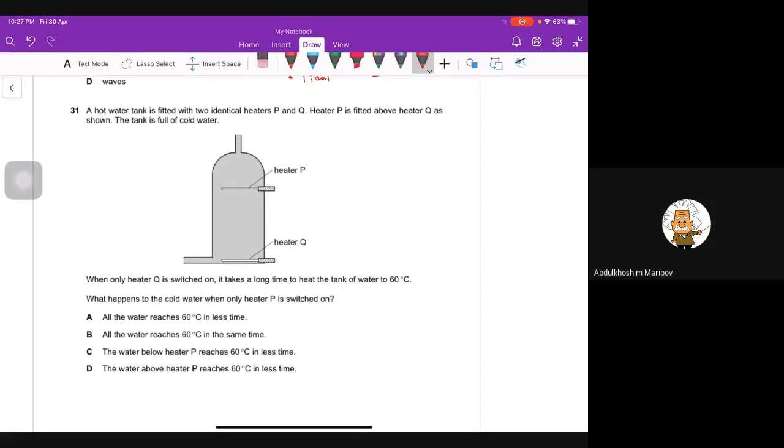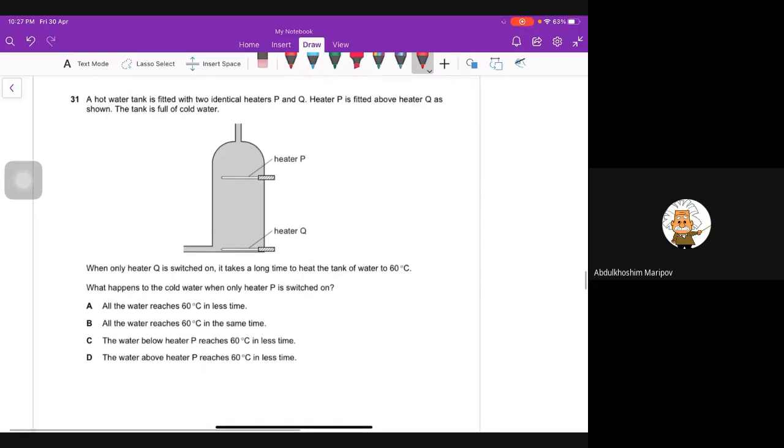31. A hot water tank is fitted with 2 identical heaters P and Q. Heater P is fitted above heater Q. Okay, so we have a tank. This is going to be heater Q, and this is P. P is above Q. The tank is full of cold water. It's cold at the beginning, so they are switched off. They are not on yet.